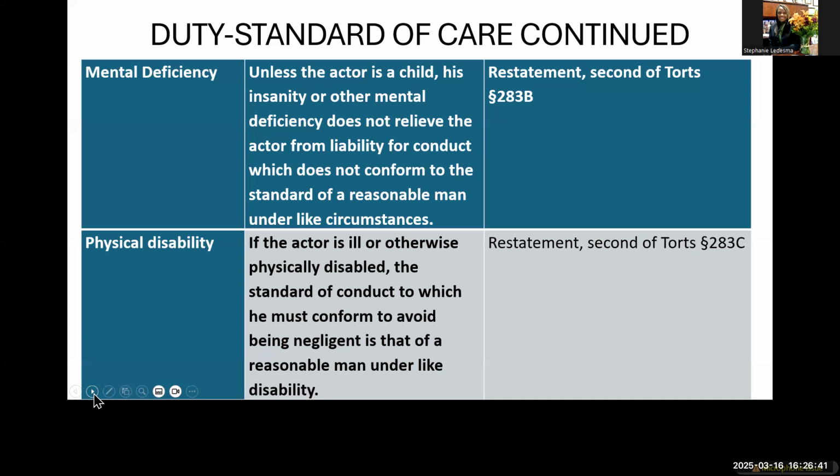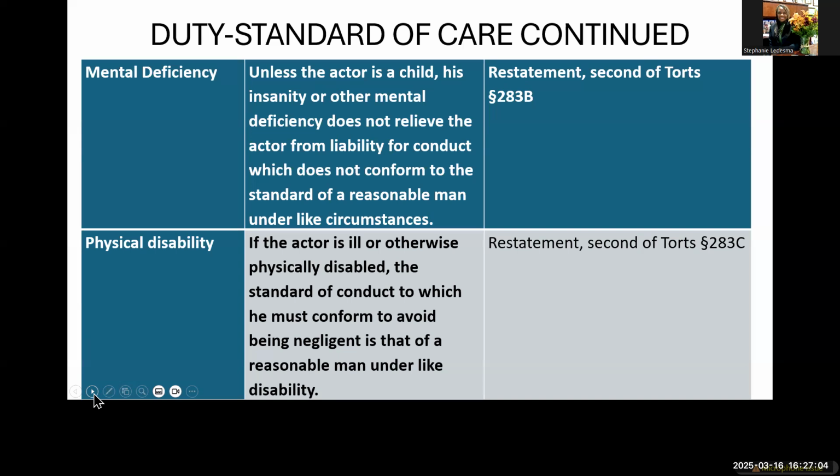Does that make sense? And so as you are completing your analysis, it's not like you're being asked to create standards of care. Really, you're not. You're just being asked to match the attributes and the characteristics of the defendant in your hypo with those that have already been established.